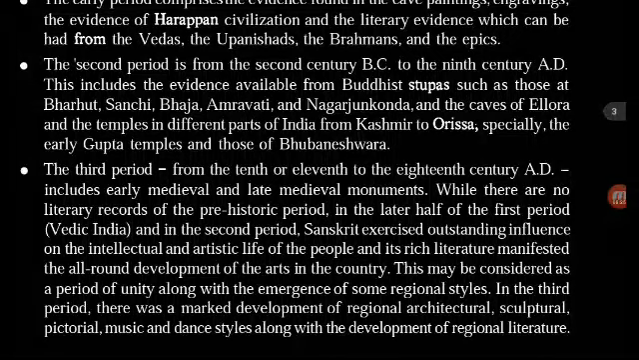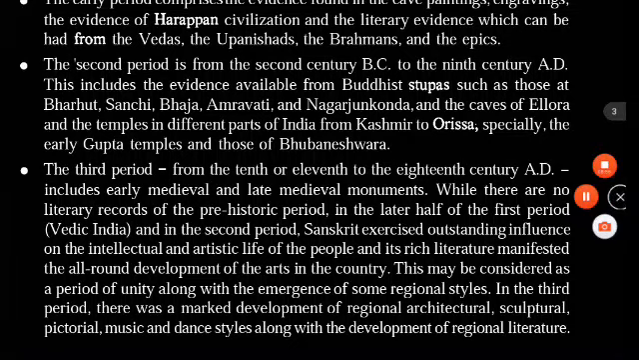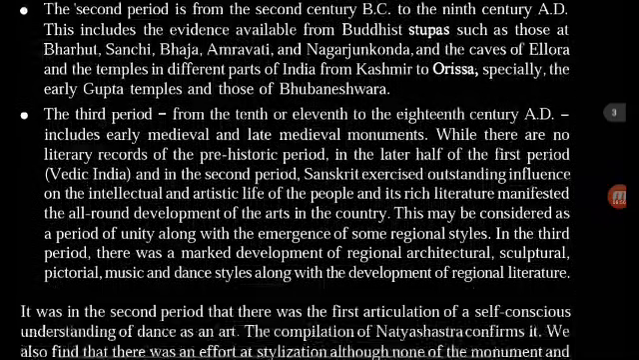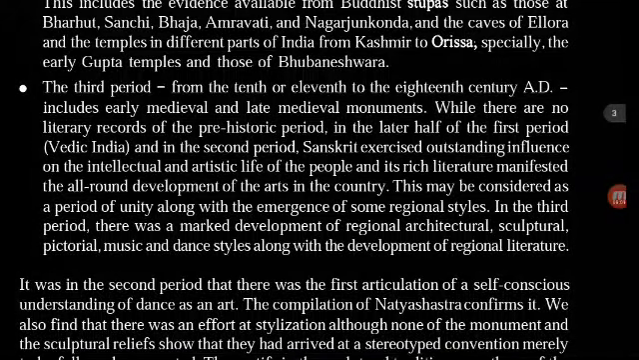This includes the evidence available from Buddhist stupas such as those at Bharhut, Sanchi, Bhaja, Amaravati and Nagarjunakonda, and the caves of Ellora and temples in different parts of India from Kashmir to Orissa, especially the early Gupta temples and those of Bhubaneswar. The third period, from the 10th or 12th to the 18th century AD, includes early medieval and late medieval monuments.